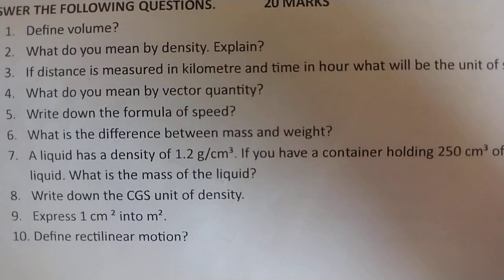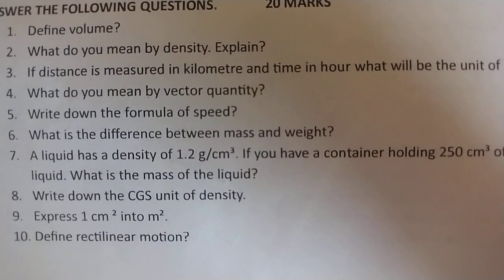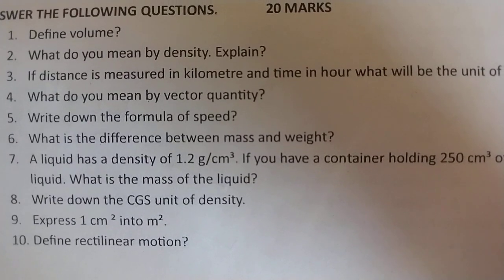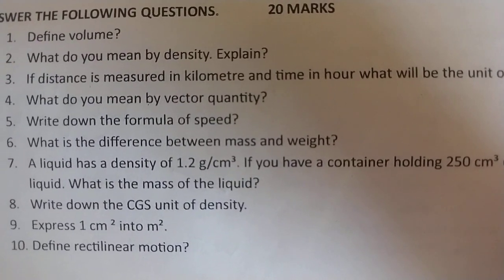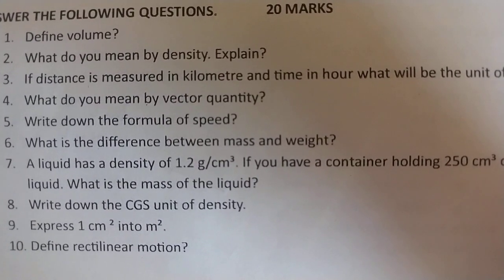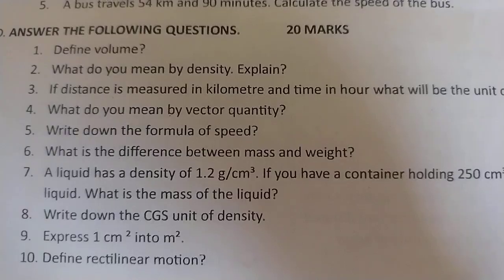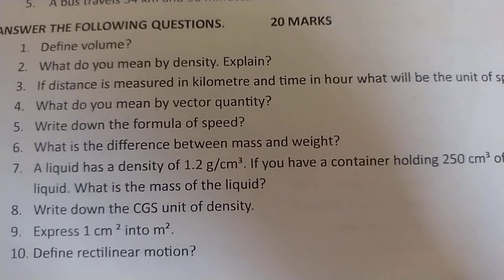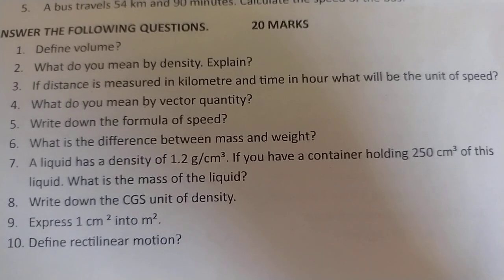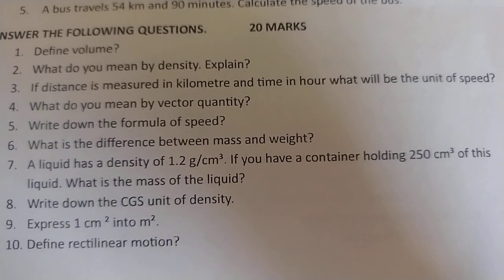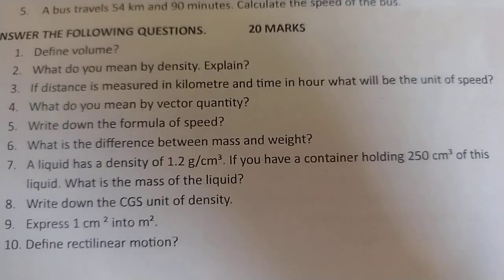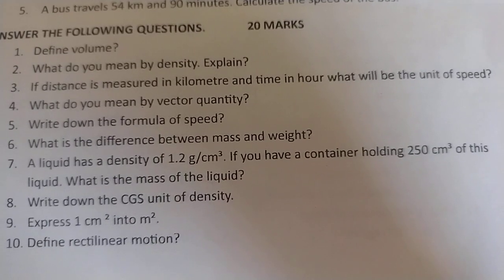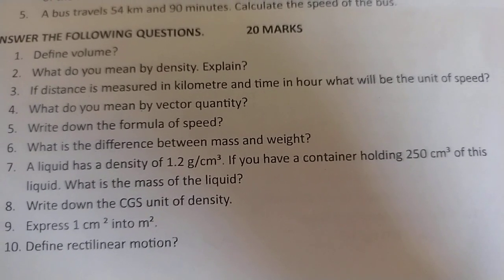Next one, what do you mean by density? How will you define density? Density is your mass per unit volume. Okay, then we have your question number 3. If a distance is measured in kilometer and time in hours, what will be the unit of speed? We know that the unit of speed will be kilometer per hour.